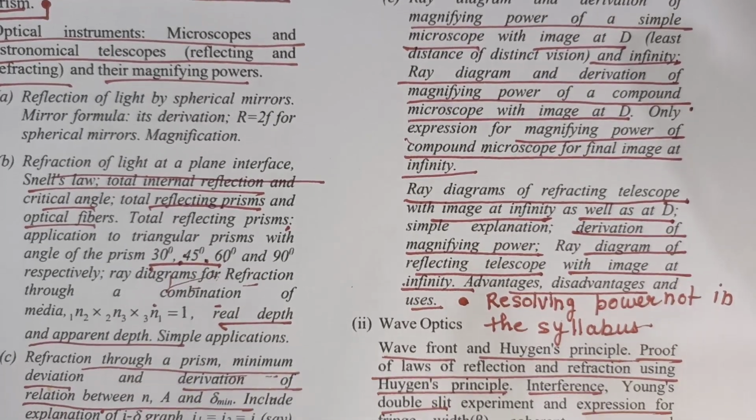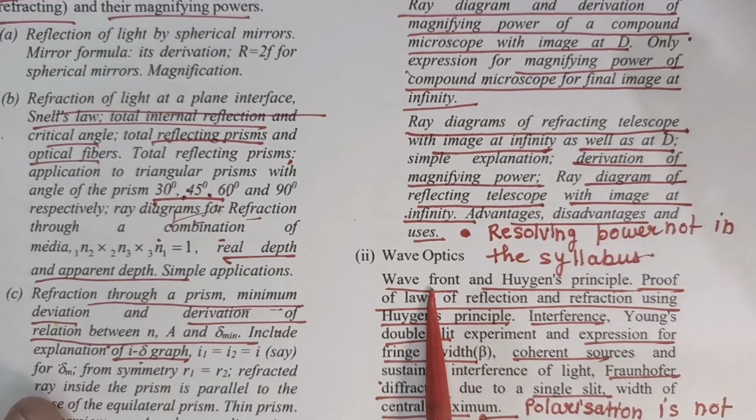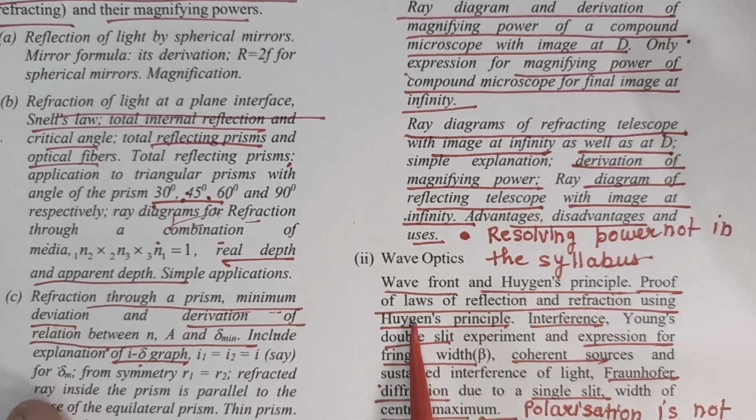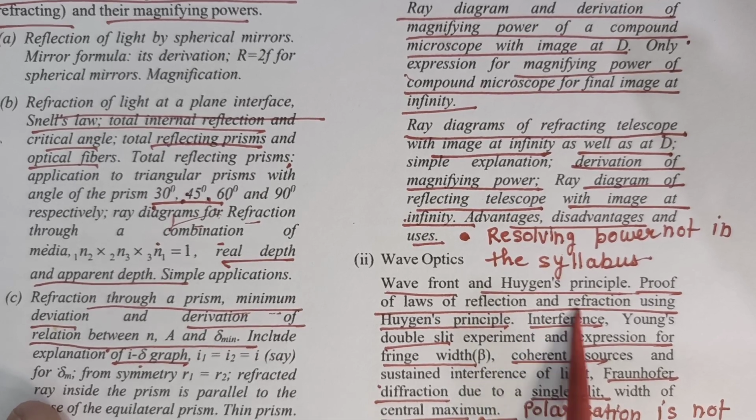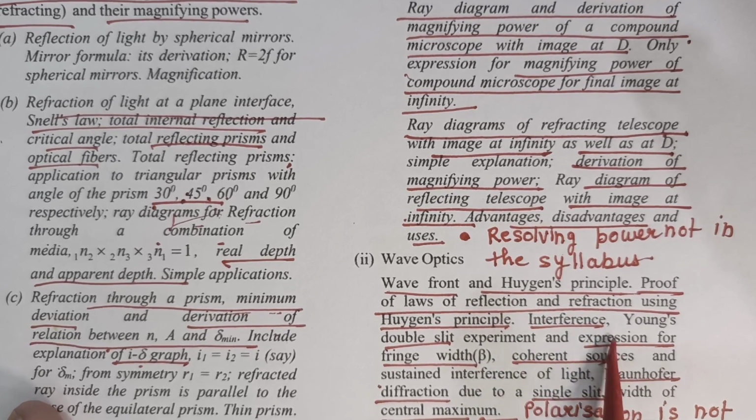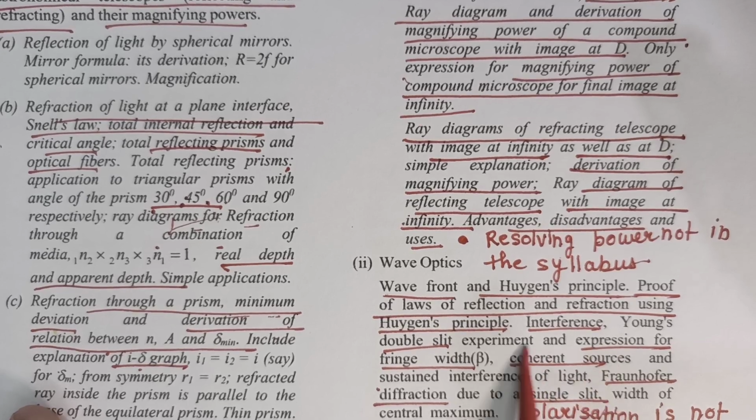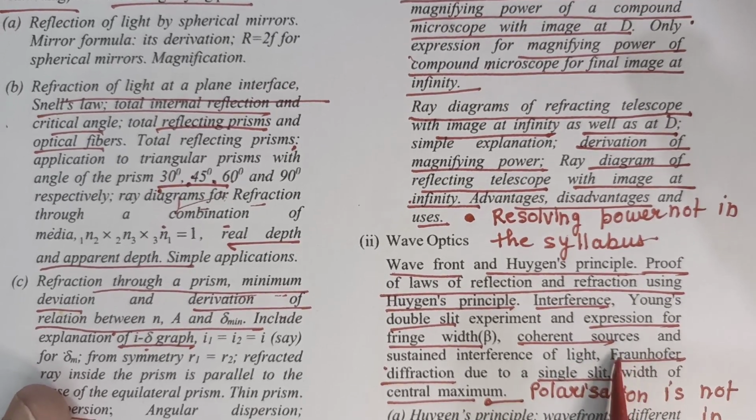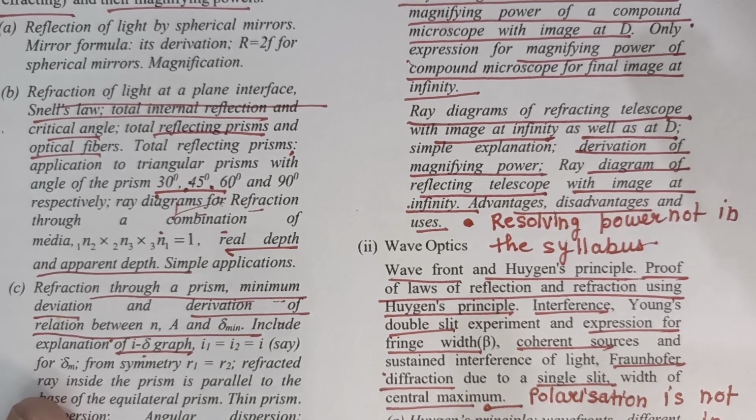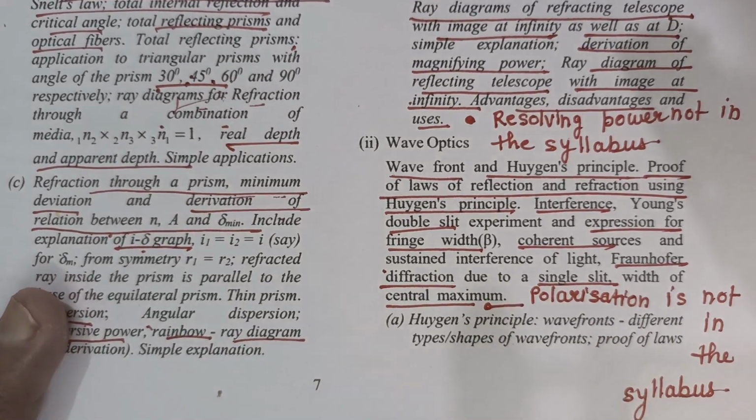Now come to wave optics. In wave optics, first is Huygens principle, wavefront concepts. What is Huygens principle? Proof of law of reflection and refraction using Huygens principle. The whole topic of interference, which is mainly concentrated on Young's double slit experiment. Then fringe width expression derivation, essential requirement for interference, coherent sources, and then diffraction, that is Fraunhofer diffraction due to single slit, and width of central maxima. Here also one very big topic, polarization, is not in the syllabus.